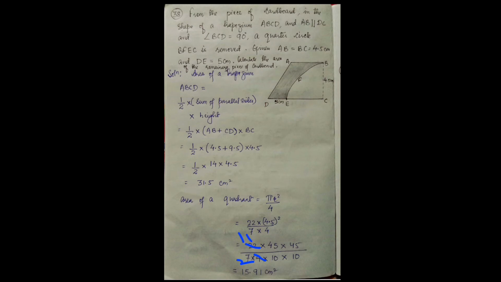Now we can cancel this. 5 2s are 10, 5 9s are 45. Now you have to multiply 11, 9 and 9. Then you have to divide by 2, 2s are 4, 4 2s are 8. Then your answer will be 15.91 centimeter square. This is the area of this quadrant.